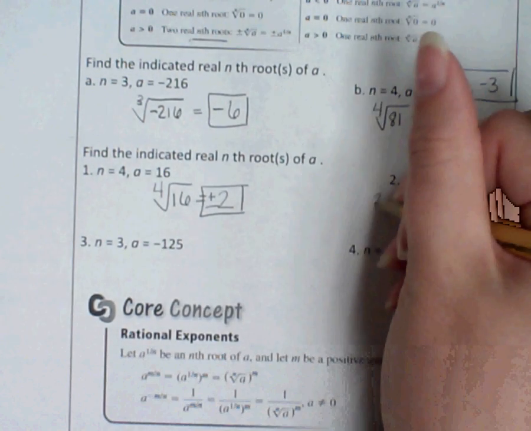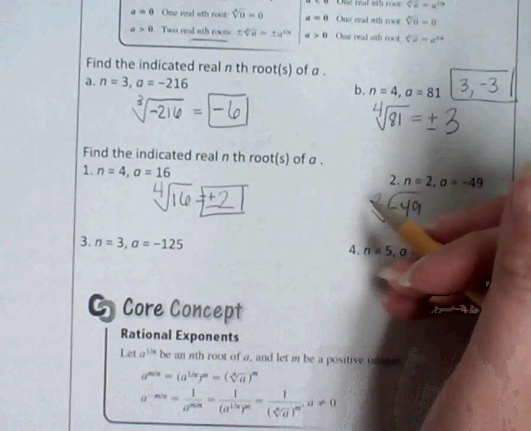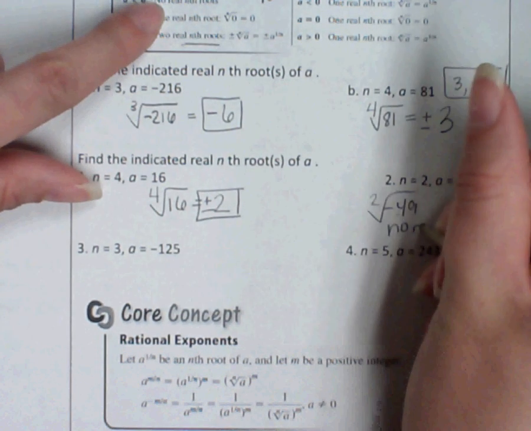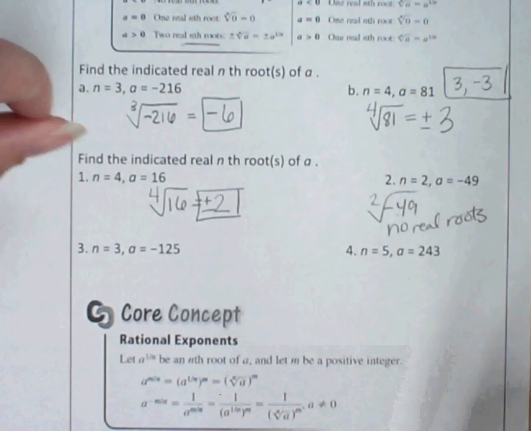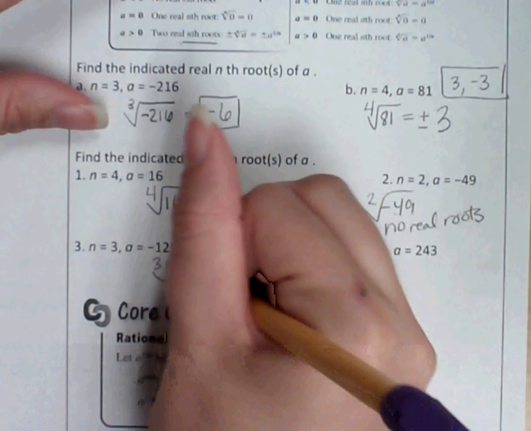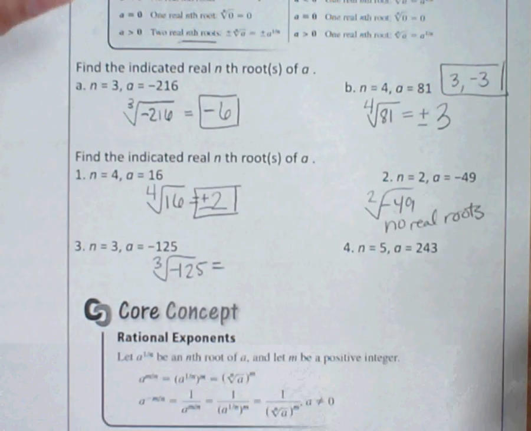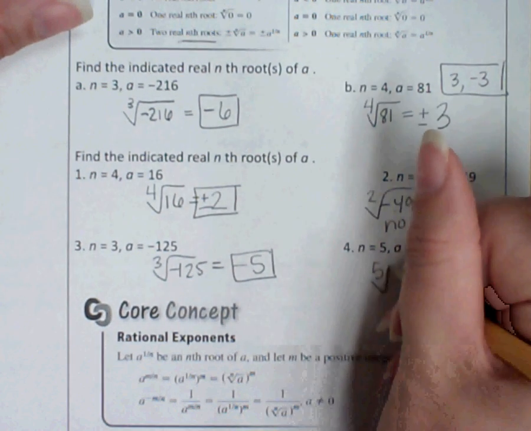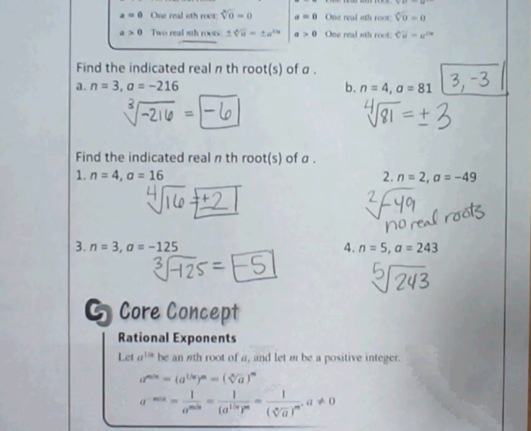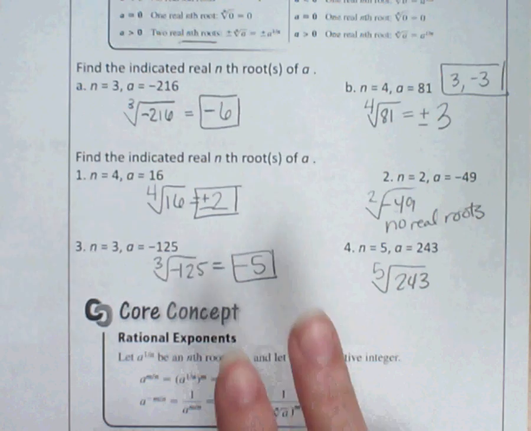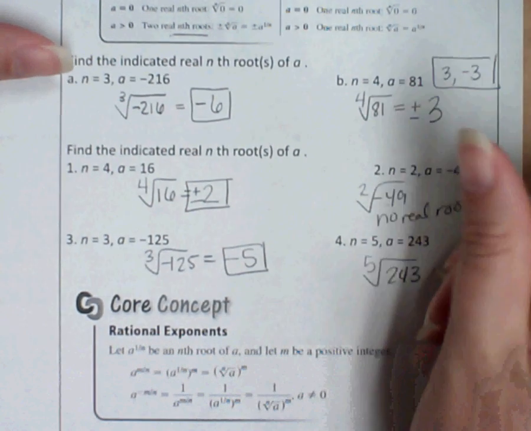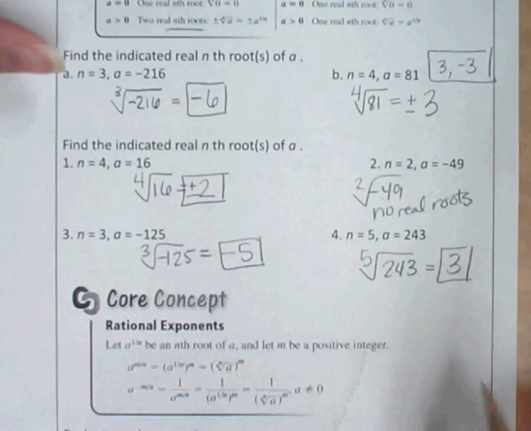The square root of negative 49. So I'm taking the even root of a negative number, and I know that I'm going to have no real roots. Cubed root of negative 125. Remember, the number that multiplies by itself 3 times to give us negative 125 is a negative 5. And the fifth root of 243. The number that multiplies by itself 5 times to give us 243 is 3. 3 times 3 is 9, times another 3 is 27, times another 3 is 81, times another 3 is 243. And because this is odd, I'm only looking at 3.